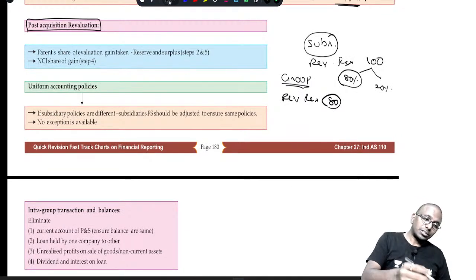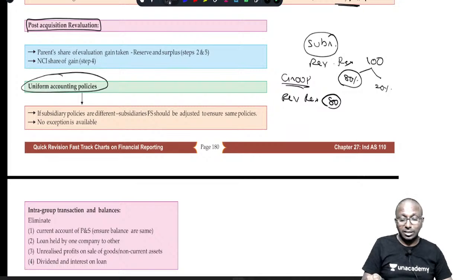Got it? Next, uniform accounting policies: it is mandatory to follow. You don't have any exception in this case, my dear.